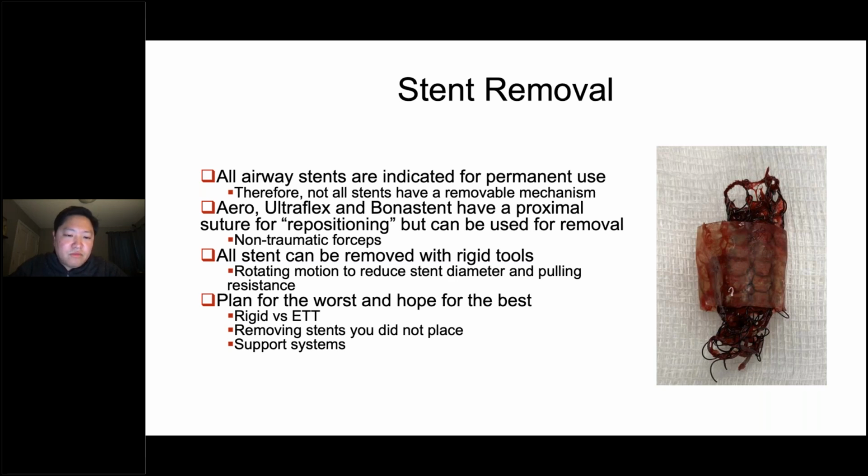When we have a stent that needs to be removed, we always plan for the worst. We like using the rigid bronchoscope, as we said, versus an endotracheal tube, so we always place that. And sometimes you're going to remove stents that you haven't placed, just like that example I mentioned from an outside hospital. Those tend to be cases where you may need some backup support, especially when they've been in for over a year or so without a check.